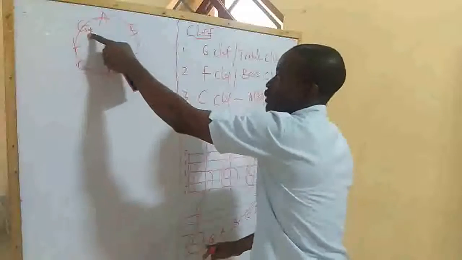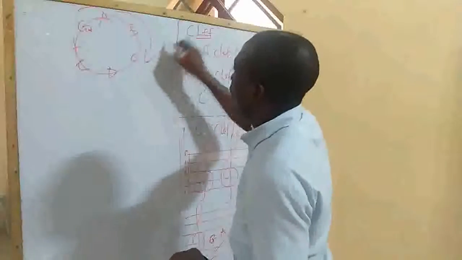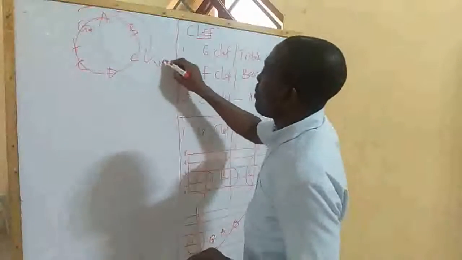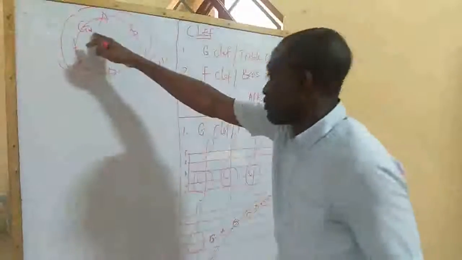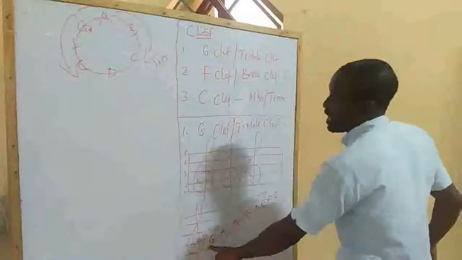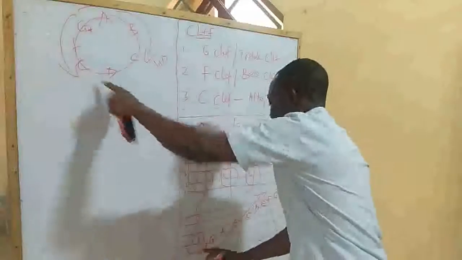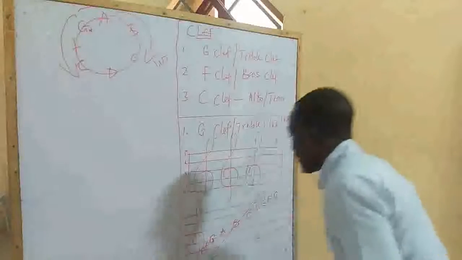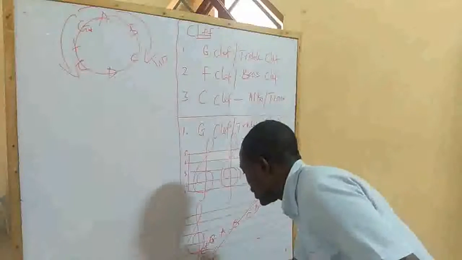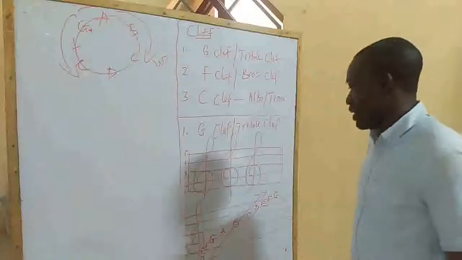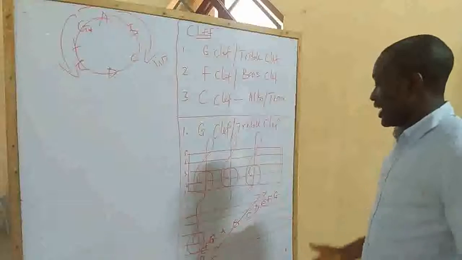Now, what of the space down here? When you are going up, you are going clockwise, that's up. But when you are going anti-clockwise, that's down. Now I want to go down from G. What will be the space here? F. Thank you. Then the line here will be what? E. And the space down here will be what? D. I hope you can get what I'm saying. And that is how to get our G clef.